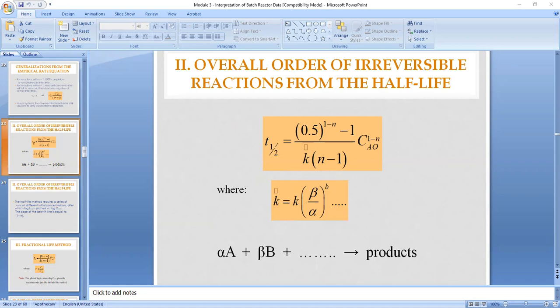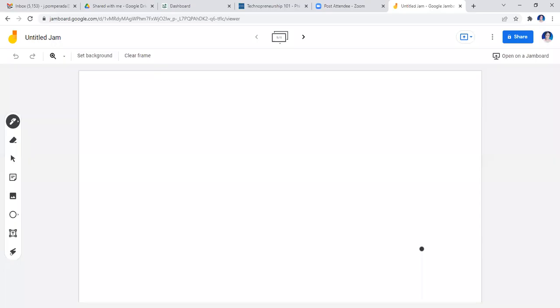Okay, I will share the Jamboard and show you how you come up with the equation that Drexler is suggesting. Actually, that's correct. That way you will have a clearer understanding of the procedure that was suggested in our textbook, so you can come up with the order of the reaction. So the working formula that we have is this.